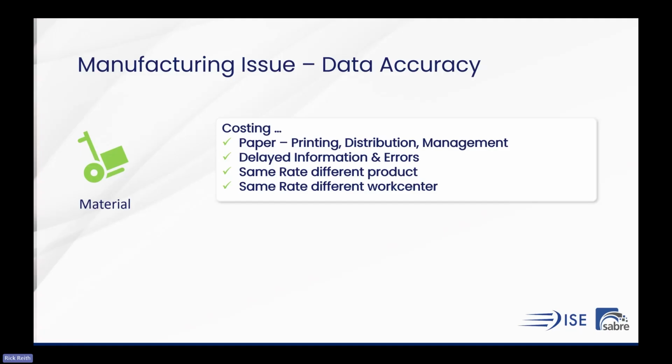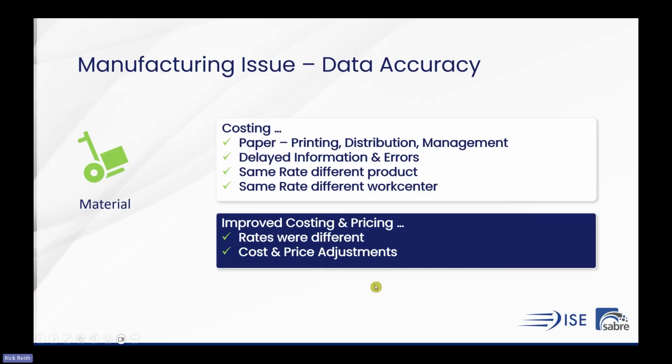So what they were able to uncover is that they adjusted their rates differently based on the item that was being manufactured, as well as the work center that it went through. And then they were able to actually adjust their cost and price of those products.